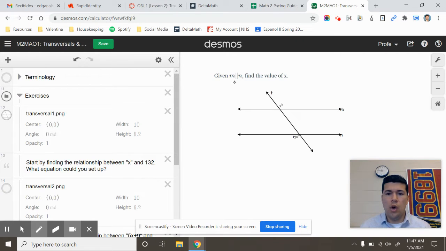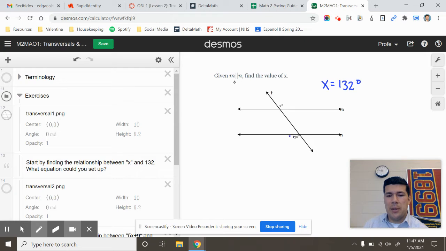All right, so what we have right here, X and 132, their relationship, well, they're not same side, they are exterior, so we're going to call these alternate exterior angles. And we can say that X is equal to 132 degrees. A lot of times you can eyeball these. So the relationships are pretty straightforward.